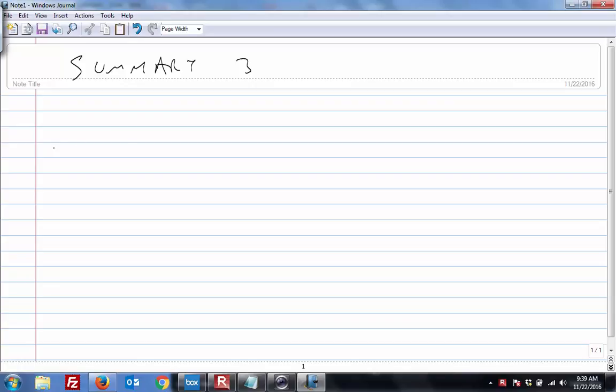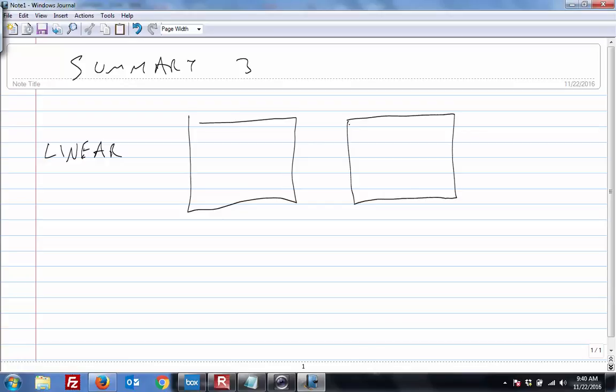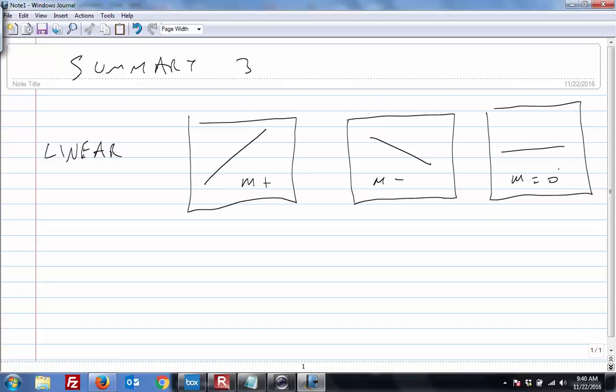So for a linear system, there's a few different ways the system can behave. So I'll just draw three different scenarios. The line can go up, it can go down, or it can be flat. Those are the only 3 things it can do, right? So in this case, the slope is positive. In this case, the slope is negative, and in this case, the slope equals 0. And those are really the only 3 things it can do.